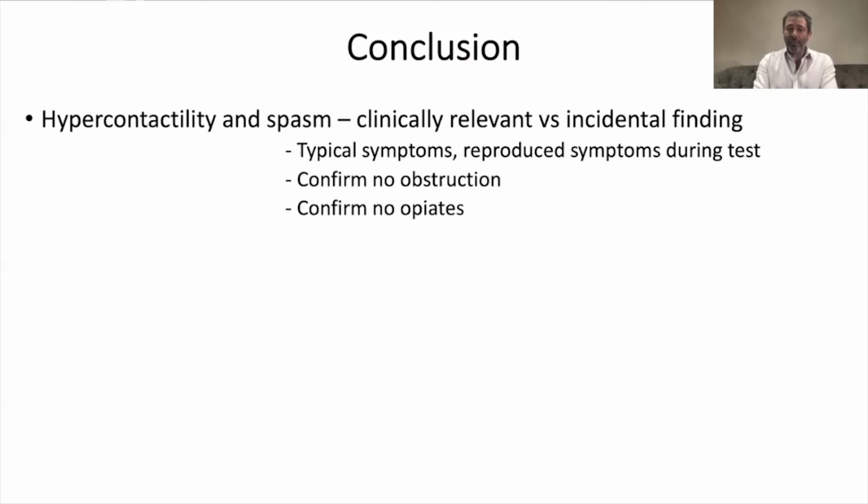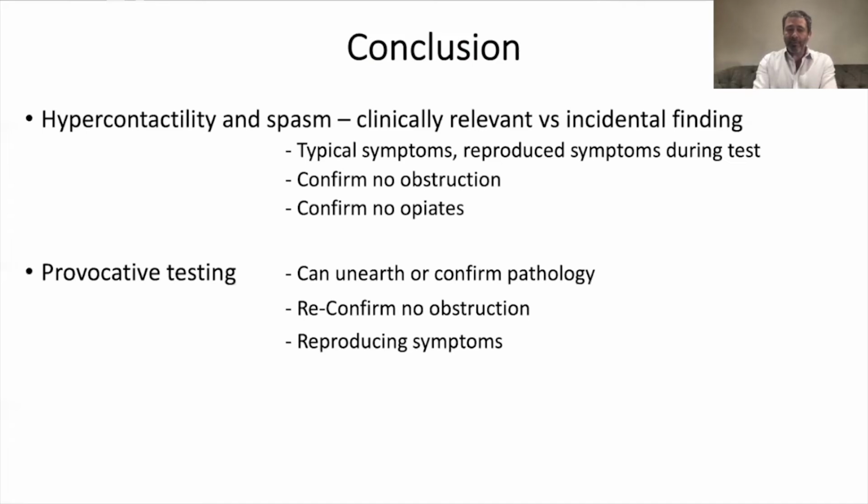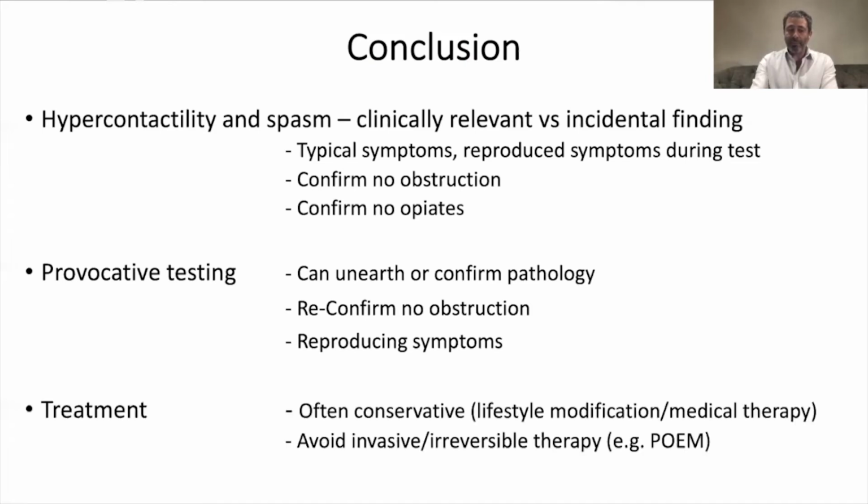We should confirm that there is no obstruction. And we can do this with water swallows as well as with provocative testing because it is imperative and will change management. And we should confirm that there are no opiates being consumed. Provocative testing can unearth or confirm pathology. It can reconfirm that there is no obstruction, and we should use this to reproduce symptoms. Treatment is often conservative or with medical therapy, and we should try to avoid irreversible and invasive treatment such as POEM.